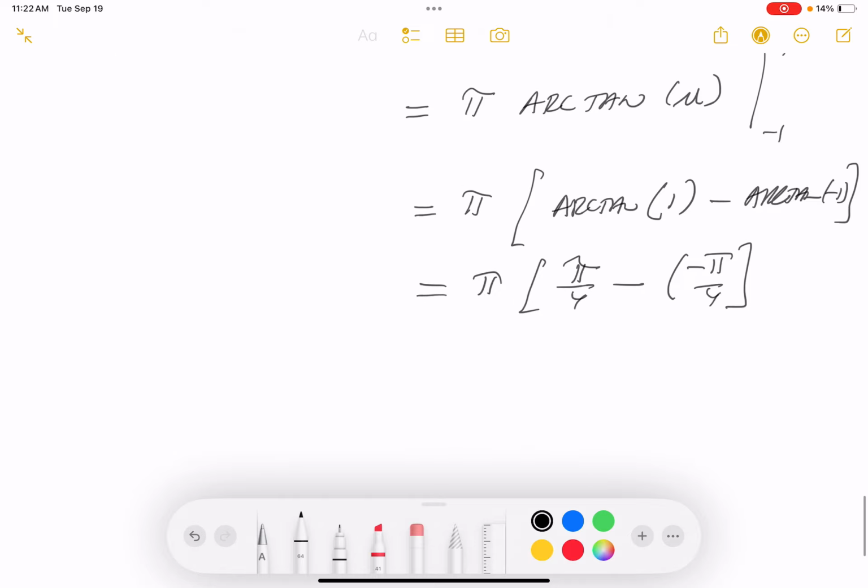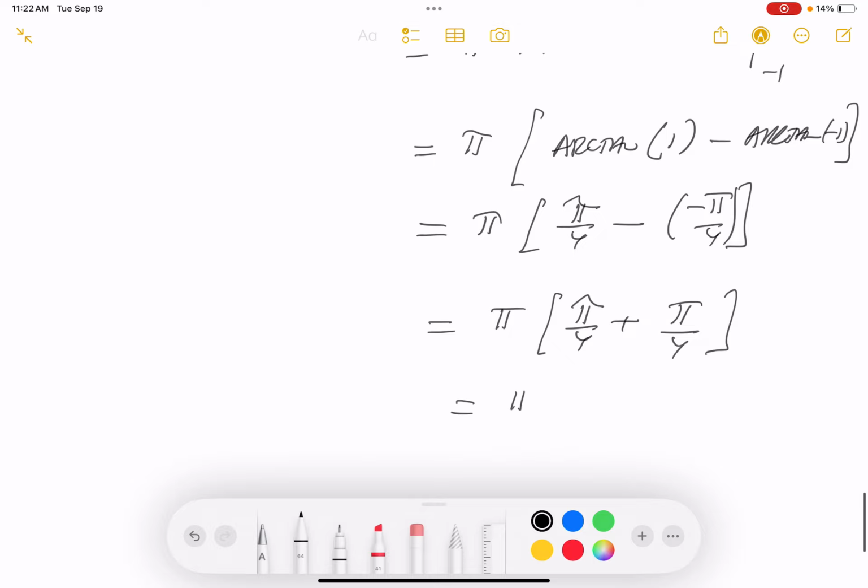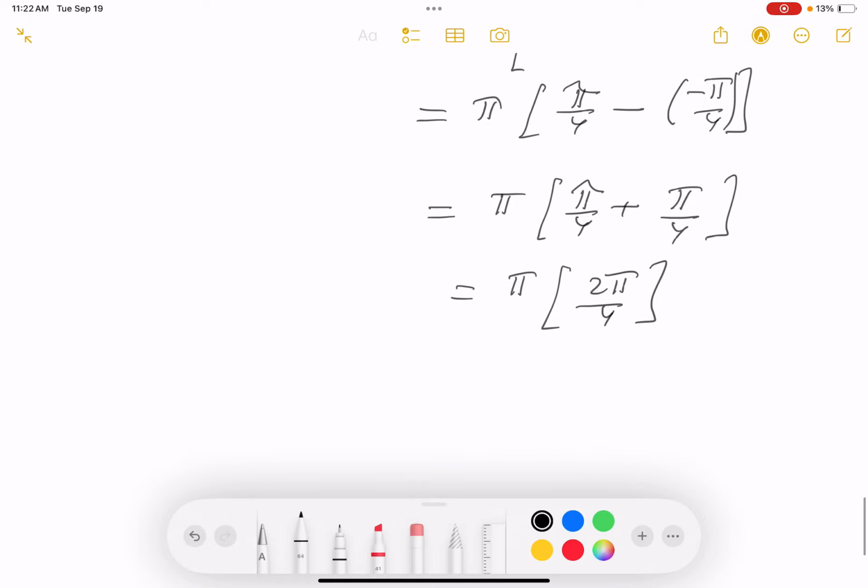Right? I don't want to lose sight of this. And when you get over here, pi, and you get pi over 4 plus pi over 4. And what do you get there? Well, looking at it, it's pi times 2 pi over 4. I think I could simplify that. And what does that give me? Pi squared over 2. Let me make sure I'm doing that right. Yeah, pi squared over 2. 2 goes into 4 2 times.